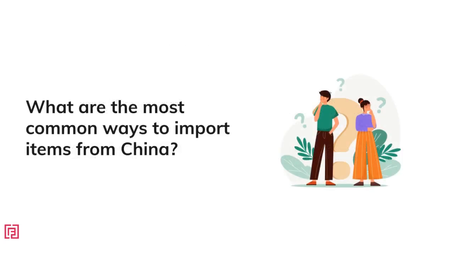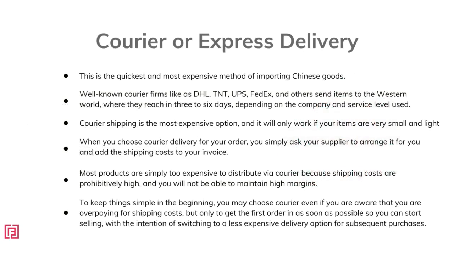What are the most common ways to import items from China? Number 1. Courier or express delivery. This is the quickest and most expensive method of importing Chinese goods. Well-known courier firms such as DHL, TNT, UPS, FedEx, and others send items to the Western world, where they arrive in 3 to 6 days, depending on the company and service level used.